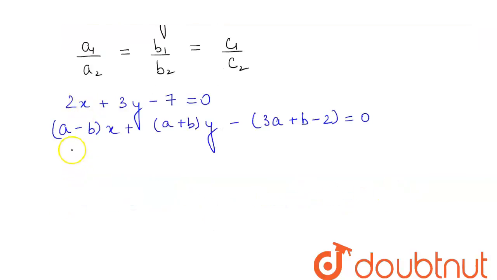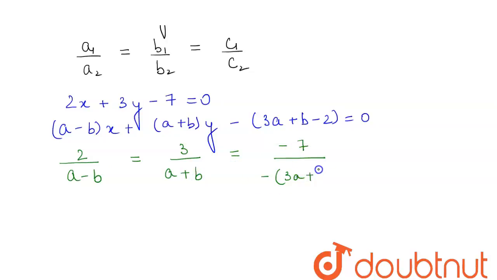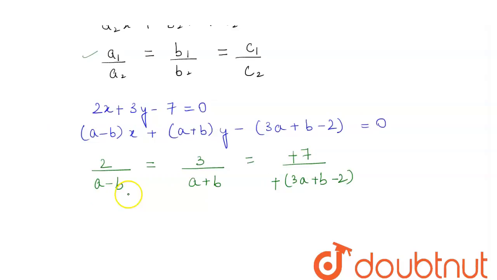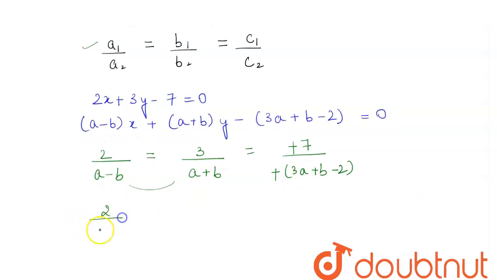So here our a1 is 2 and a2 is a minus b. So this will be 2 upon a minus b should be equal to 3 upon b2, which is a plus b, and should be equal to minus 7 upon minus (3a plus b minus 2). This and this will become plus. Now if we first take these both ratios, we will get 2 by a minus b is equal to 3 by a plus b.